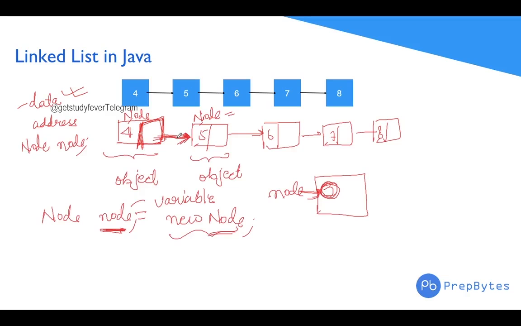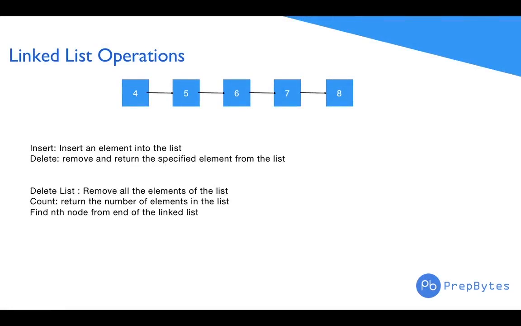Now we will see how we implement the various operations, and what the various operations are in the case of linked lists. The number one is inserting an element into the list. The insertion can be at any place. It could be before the list, at the end of the list, or somewhere in the middle. We will talk about it.